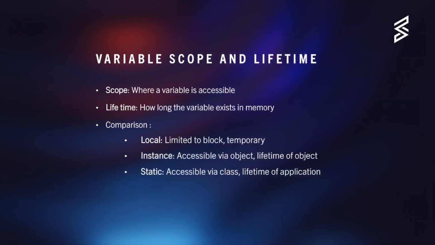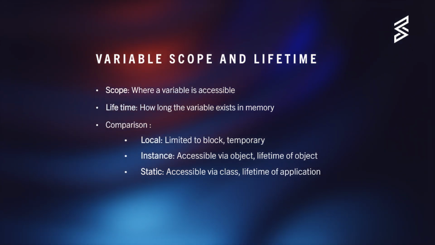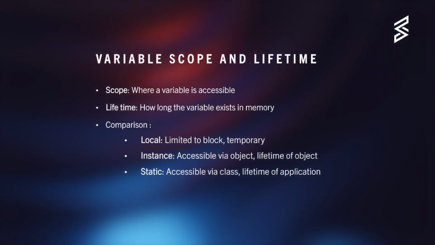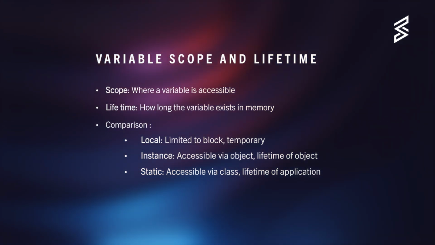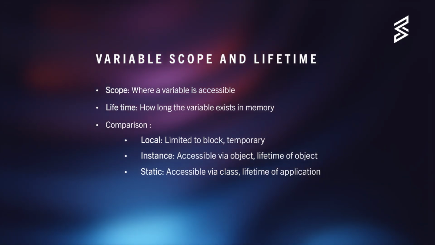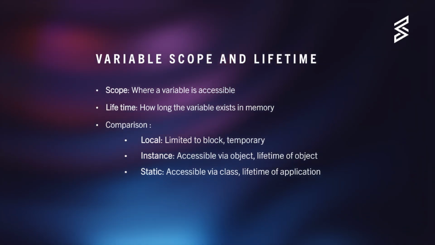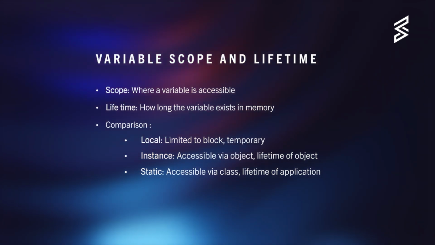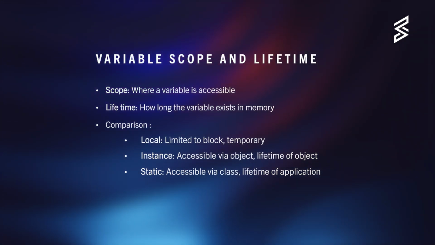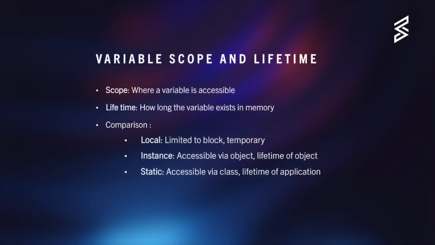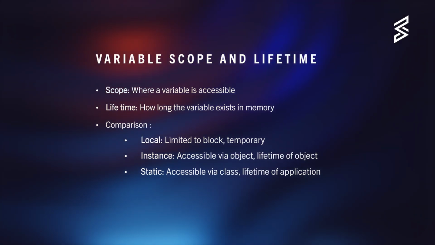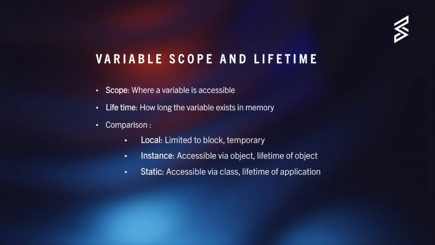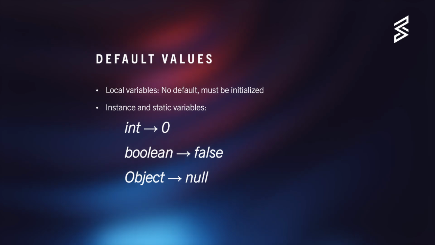Variable scope and lifetime. Scope means where a variable is accessible, whereas lifetime means how long it exists in memory. Local variables exist only within a method or block. Instance variables exist as long as the object exists, whereas static variables exist from the time the class is loaded until the program ends.